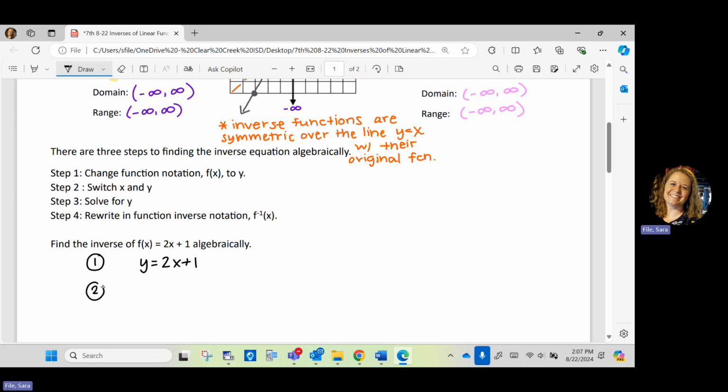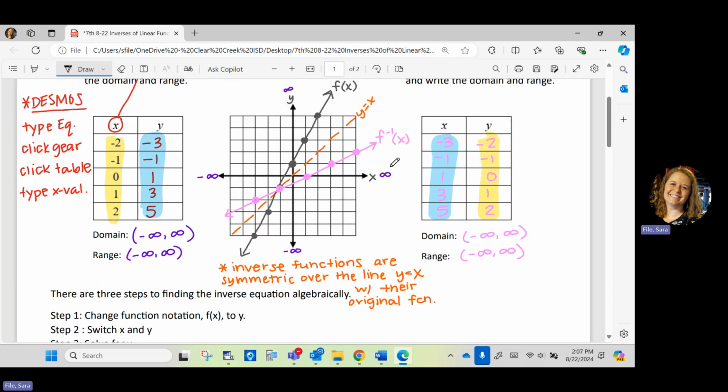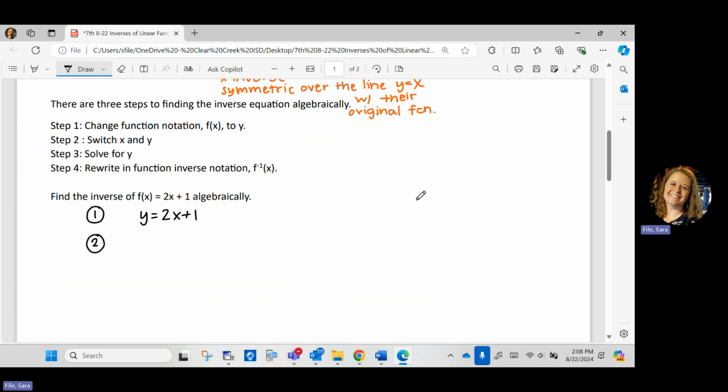Step 2 says switch x and y. So up here we did the switching in our tables. We switched the x and y columns. We don't have tables now. We're in the equation. We are going to switch where x and y are. So this is now x equals 2y plus 1. And then step 3 is now solve for y. We want to isolate the y now because we want it in y equals again.